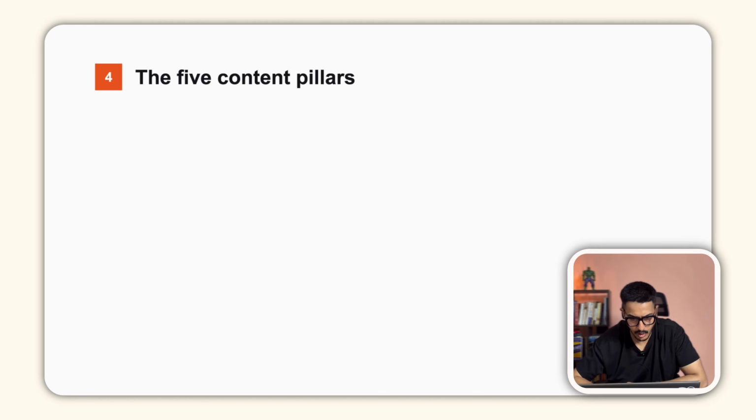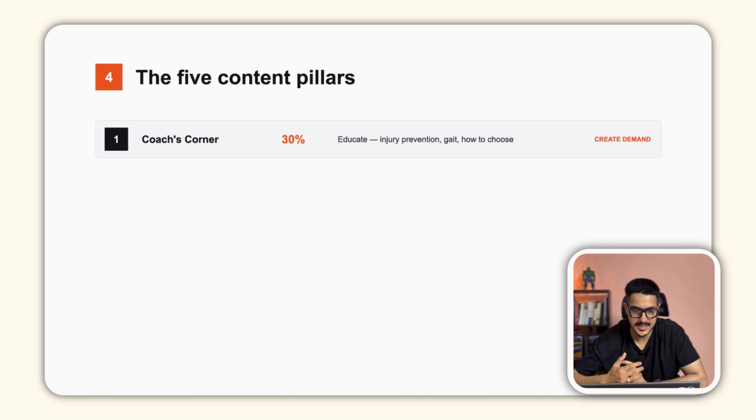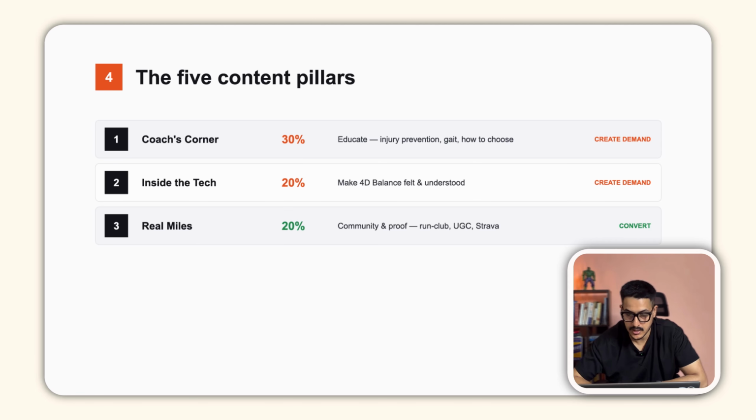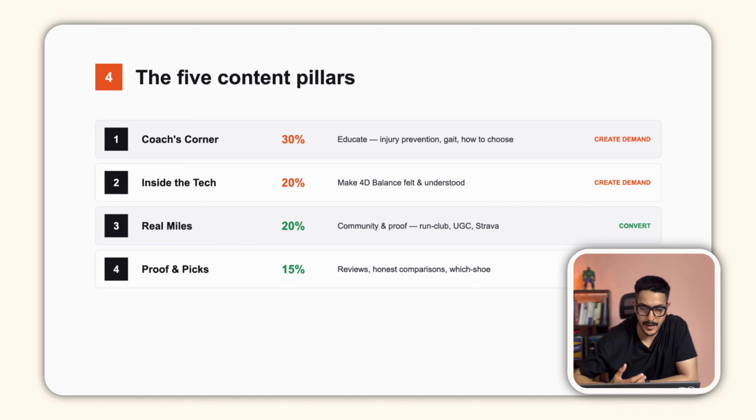And then 5 content pillars. Coach's Corner, which is basically the coach giving education about injury and performance. Inside the Tech, which is the technology used in the shoe. Real Miles, community and proof. This means people who've actually used the shoe and they're telling their reviews and their numbers. Proofs and Picks, comparisons, which shoe should you use in which case.